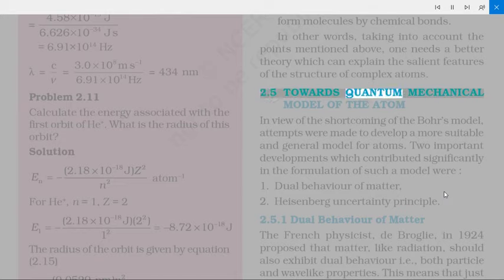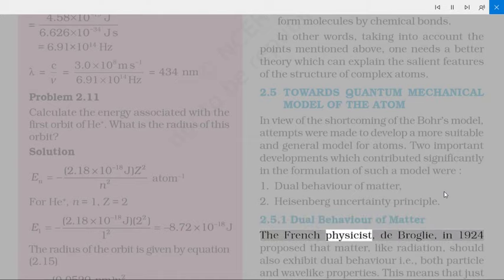2.5 Towards the quantum mechanical model of the atom. In view of the shortcomings of Bohr's model, attempts were made to develop a more suitable and general model for atoms. Two important developments which contributed significantly to the formulation of such a model were: 1. Dual behavior of matter. 2. Heisenberg uncertainty principle. Dual behavior of matter.